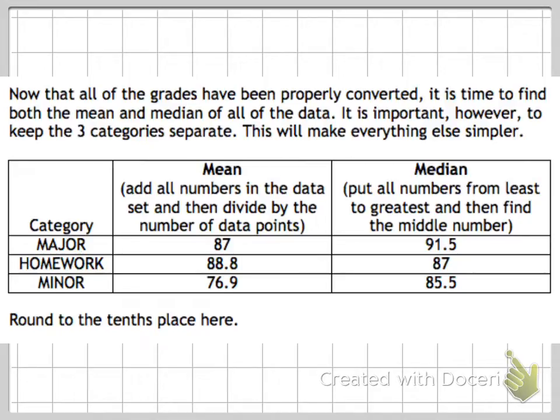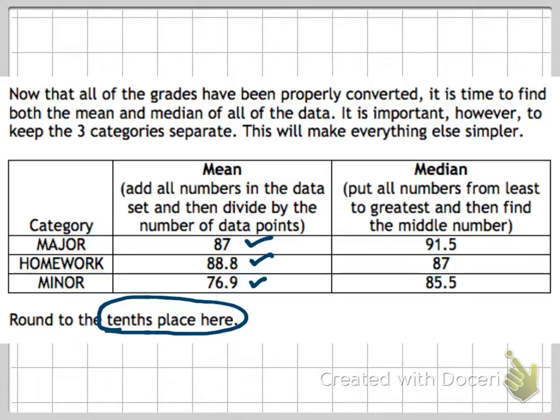Now that we have all the grades and they have been properly converted, it is time to find both the mean and median of all of your data. It is important, however, to keep the three categories separate. This will make everything else simpler. Now, the mean of the majors was an 87, the homework was an 88.8, and the minor was a 76.9. Here, round to the tenths place.